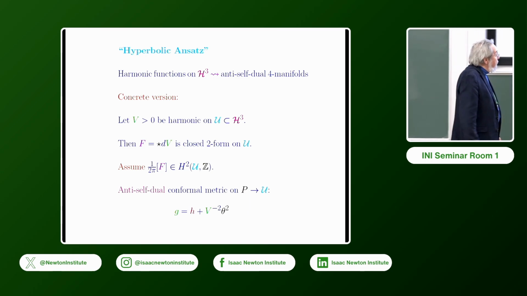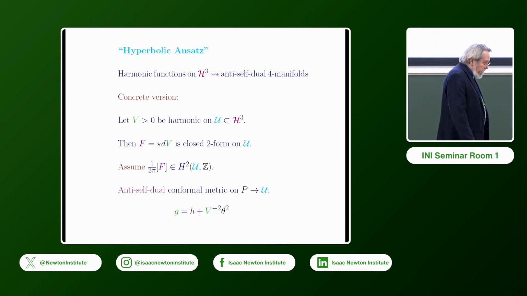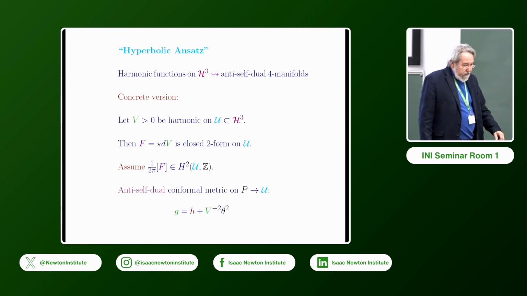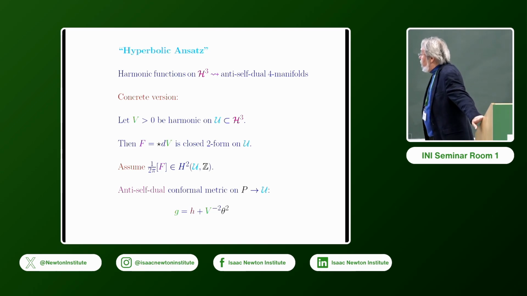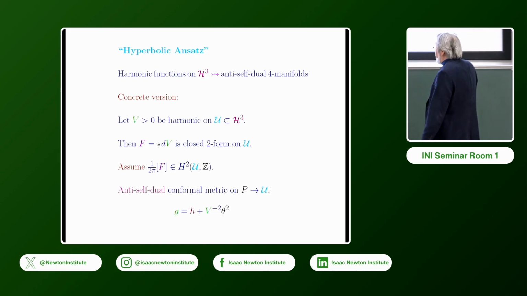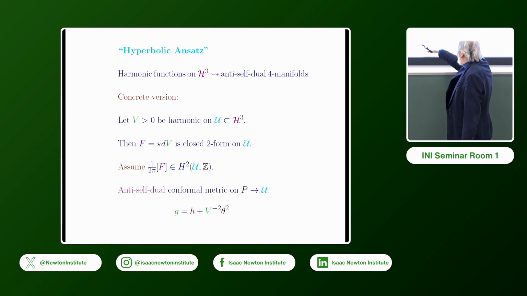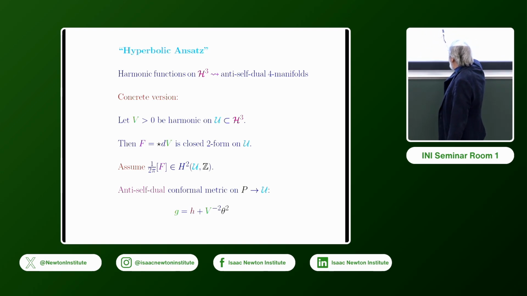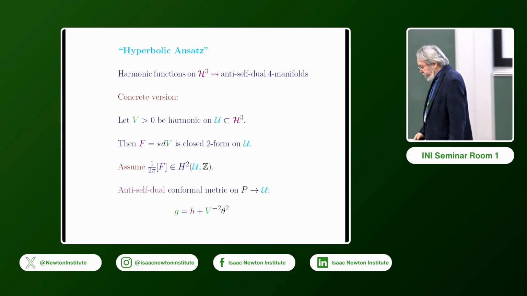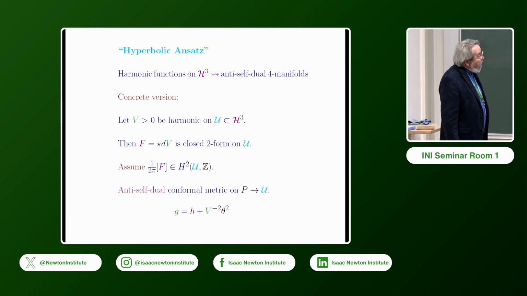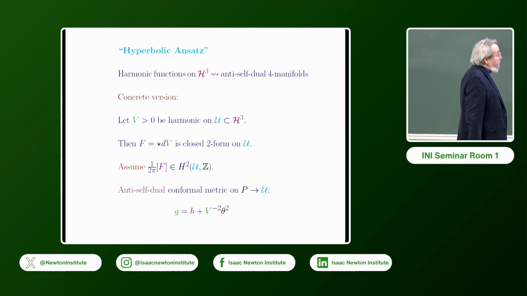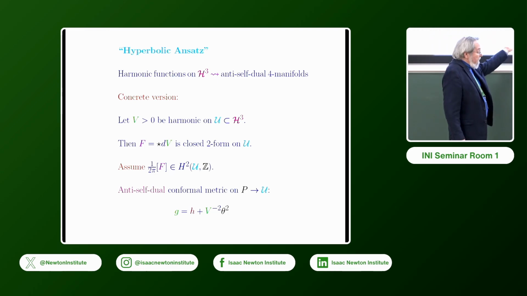So now, and this is very nicely explained in the paper by Jones and Todd, for example, you could cook up an anti-self-dual metric which has a Riemannian submersion onto the hyperbolic 3-space by multiplying the connection form by the inverse square of this positive harmonic function, and then just adding on the pullback of the hyperbolic metric on H3.